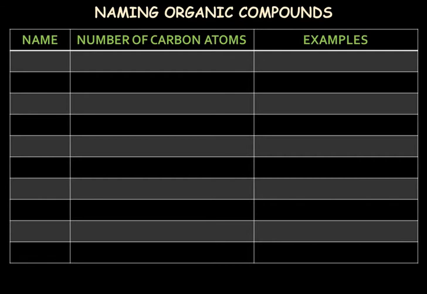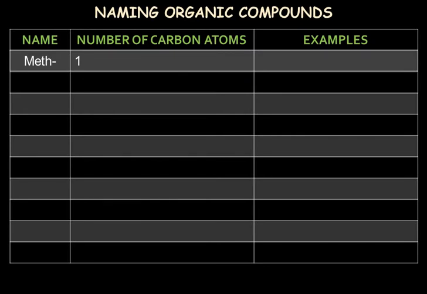Now, the types of homologous series we have already seen: alkanes will have the name ending ane, alkenes will have the name ending ene, alcohols will have the name ending ol, and carboxylic acids will have the name ending oic acid. So let's start and understand what the prefix and suffix are and how they indicate the name and type of organic compound.